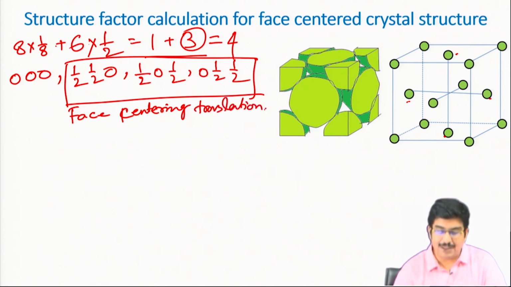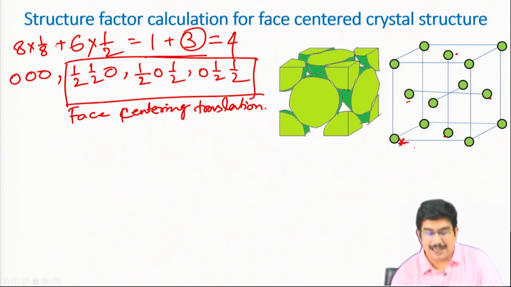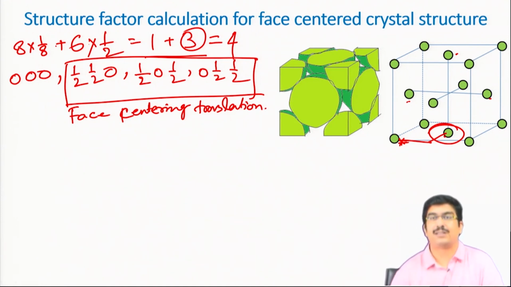Okay. So that means if I start with a corner atom and I apply, let us say, half half 0, I go half distance in x and half distance in the y direction, no movement in the z direction, and I will arrive at this face centered atom. Same thing if I do in all different directions, I will be arriving at a face centering atom starting from this corner atom. So this is what the face centering translation means.